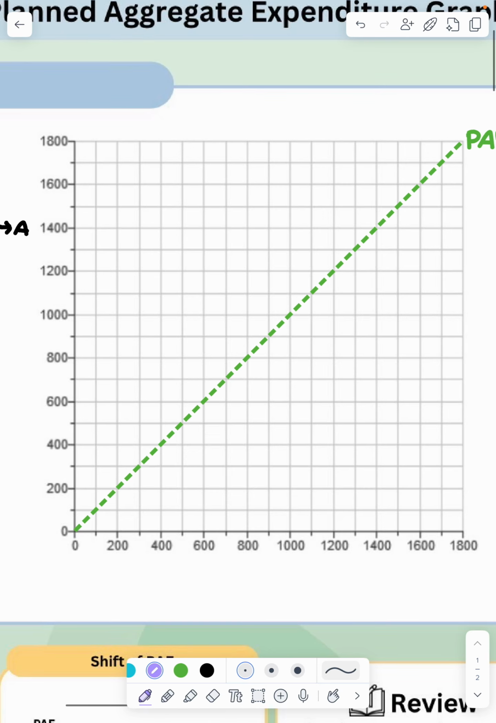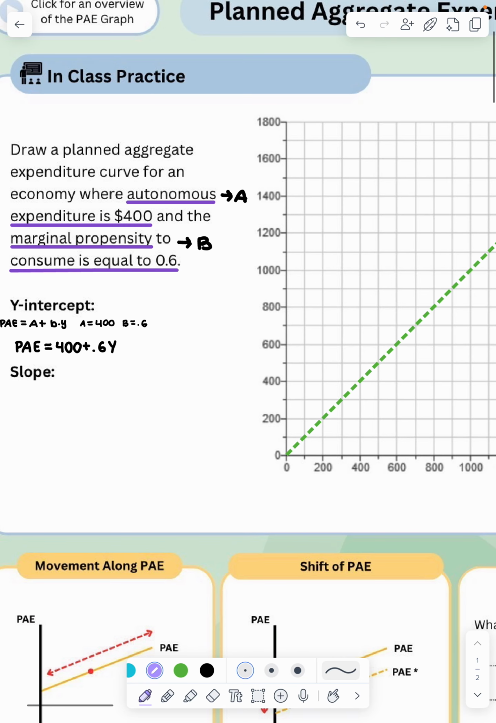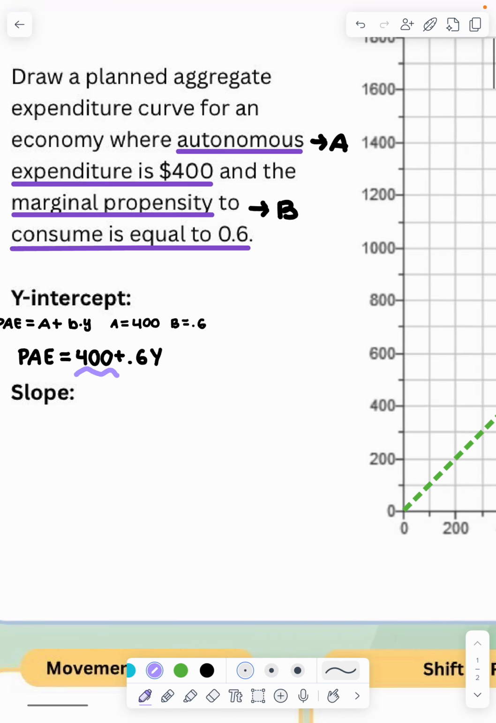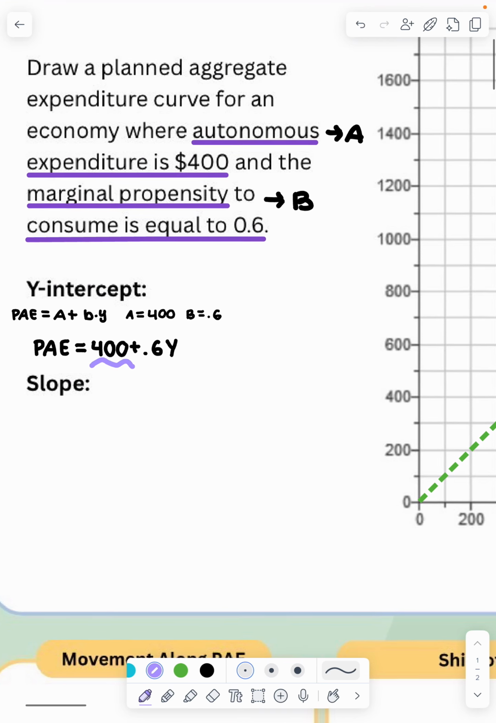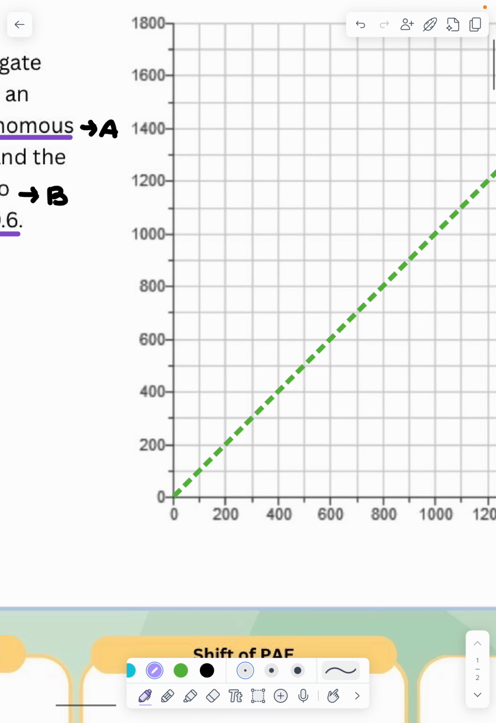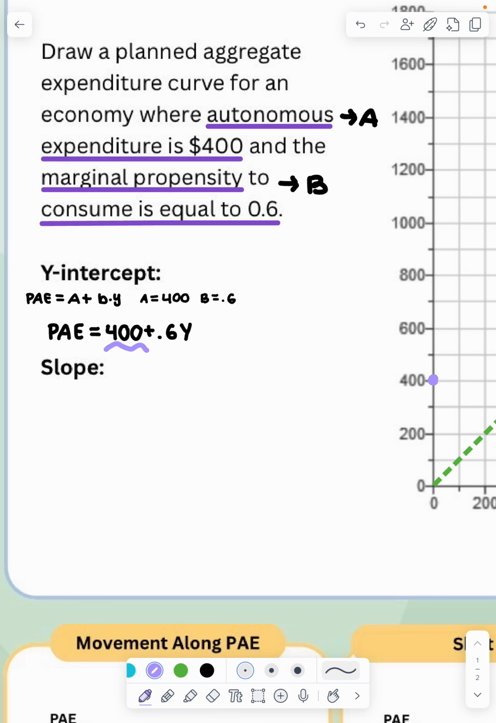Now we're going to draw our PAE curve that we just found, and we're going to do that in purple. So we're going to start off with the intercept, which is this number right here. I'm sorry, not slope, I meant the intercept. So the point is going to be at 0, 400, just like that.